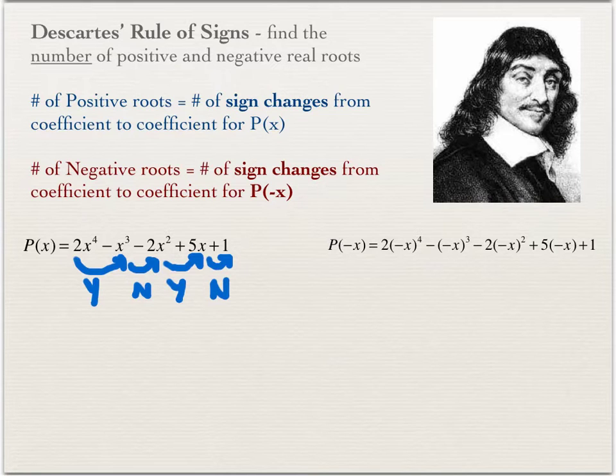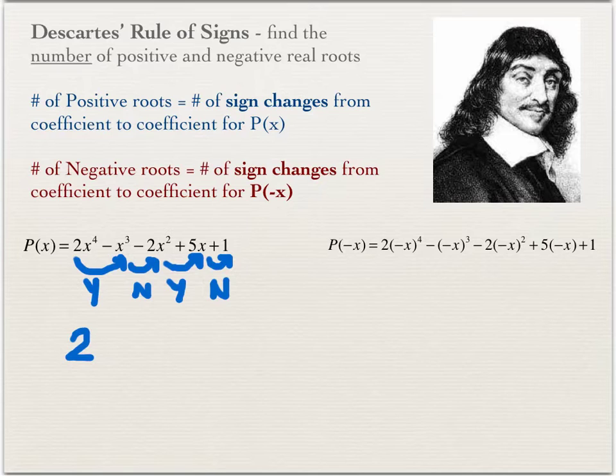Now because I have 2 yeses there, that means that there could be 2 positive real roots. And here's the other thing that's a little tricky, is that I can go down or up by 2 when I'm trying to predict these. So I got 2 sign changes.